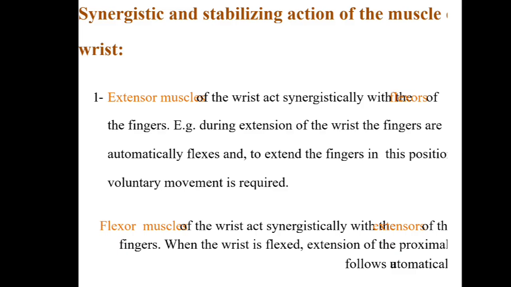involves flexor carpi radialis and extensor carpi radialis longus activation. Now the synergistic and stabilizing action of the muscles of the wrist. The extensor muscles of the wrist act synergistically with the flexors of the fingers. During extension of the wrist, the fingers automatically flex, and to extend the fingers in this position, voluntary movement is required. The flexor muscles of the wrist act synergistically with the extensors of the fingers. So when the wrist is flexed, extension of the fingers follows automatically.